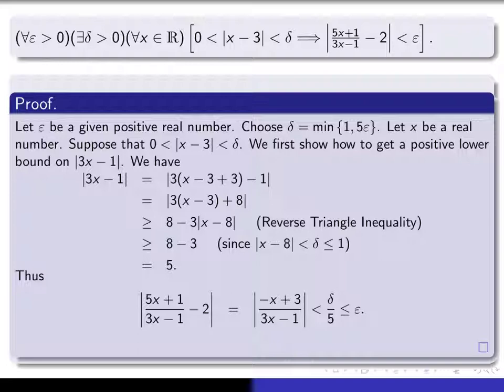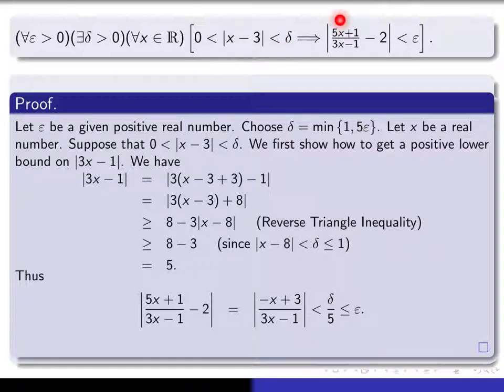Here's my proof, and as I read the proof, follow along the symbolic form of the proposition to make sure that I'm writing the appropriate sentences corresponding to what's written in the symbols. So the first sentence should be something like, let epsilon be a given positive real number. And next we have to choose our delta in some special way, and remember we decided we would choose it in this way. And I claim that we should be able to make the rest of the proof work. Next, we say let x be a real number, and then suppose our hypothesis is true. So that's this one here.